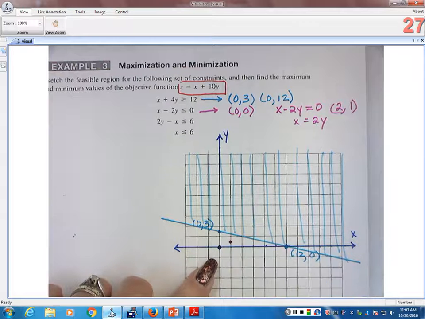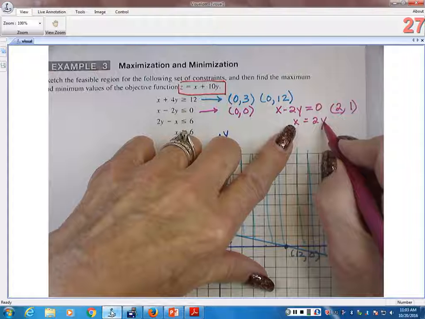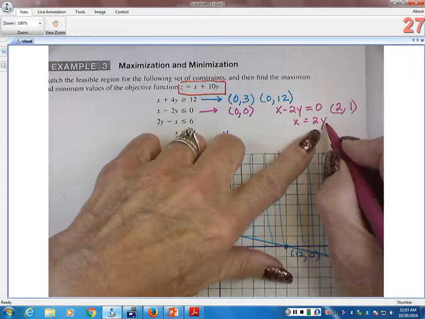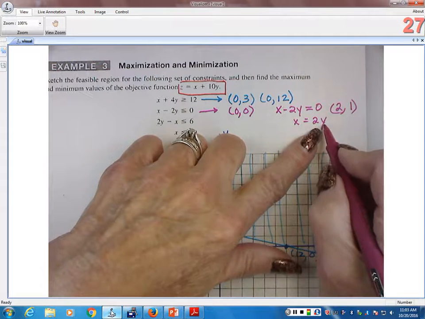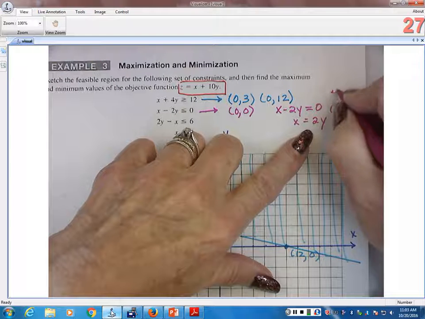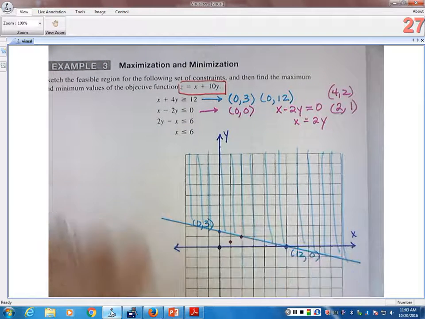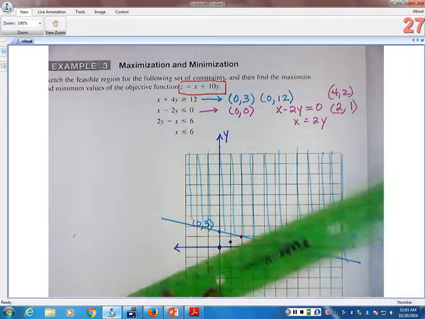And if you just want to be sure that you're doing it right, you could also let y be 2. 2 times 2 is 4, and x is 4. So there's a third point, since we're not able to use two intercepts. And we'll draw that boundary.